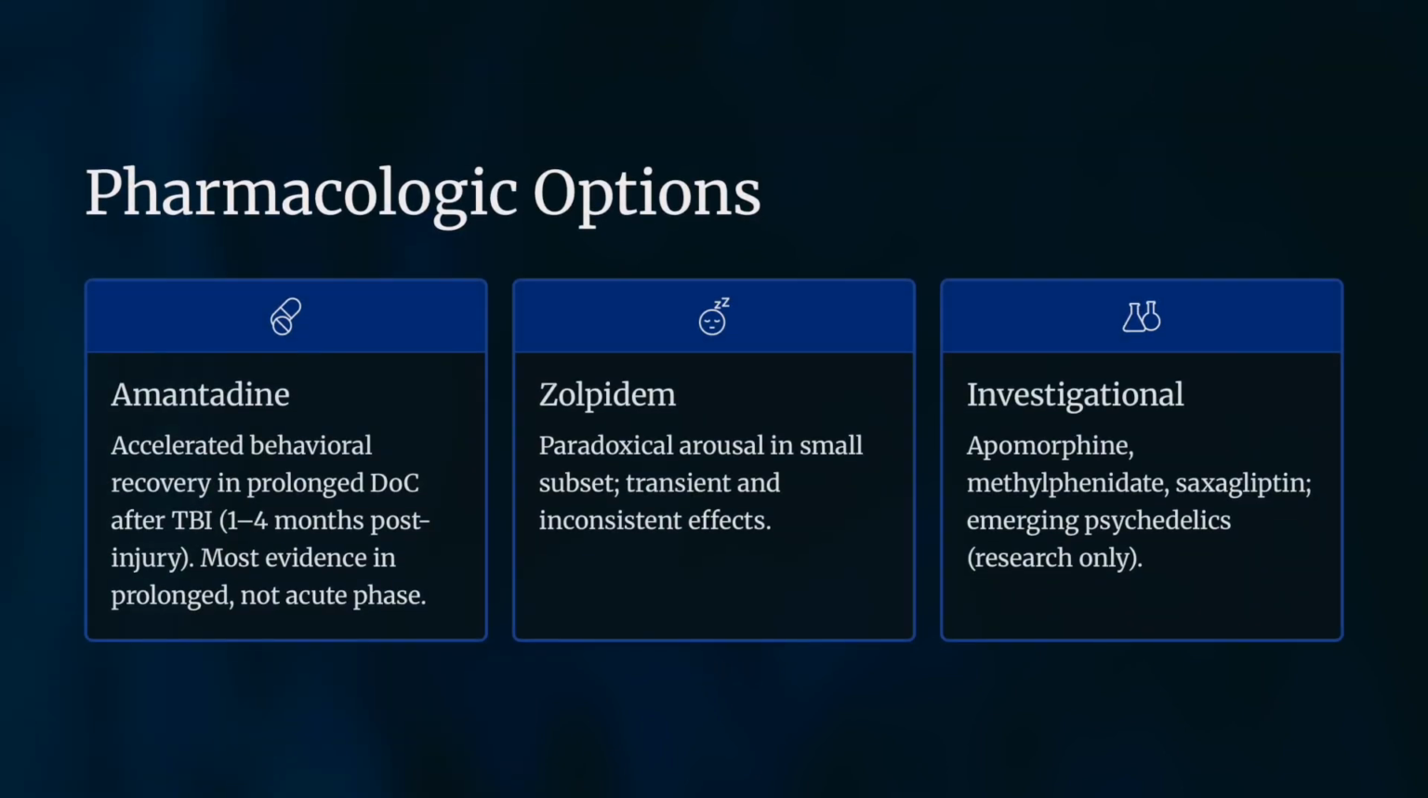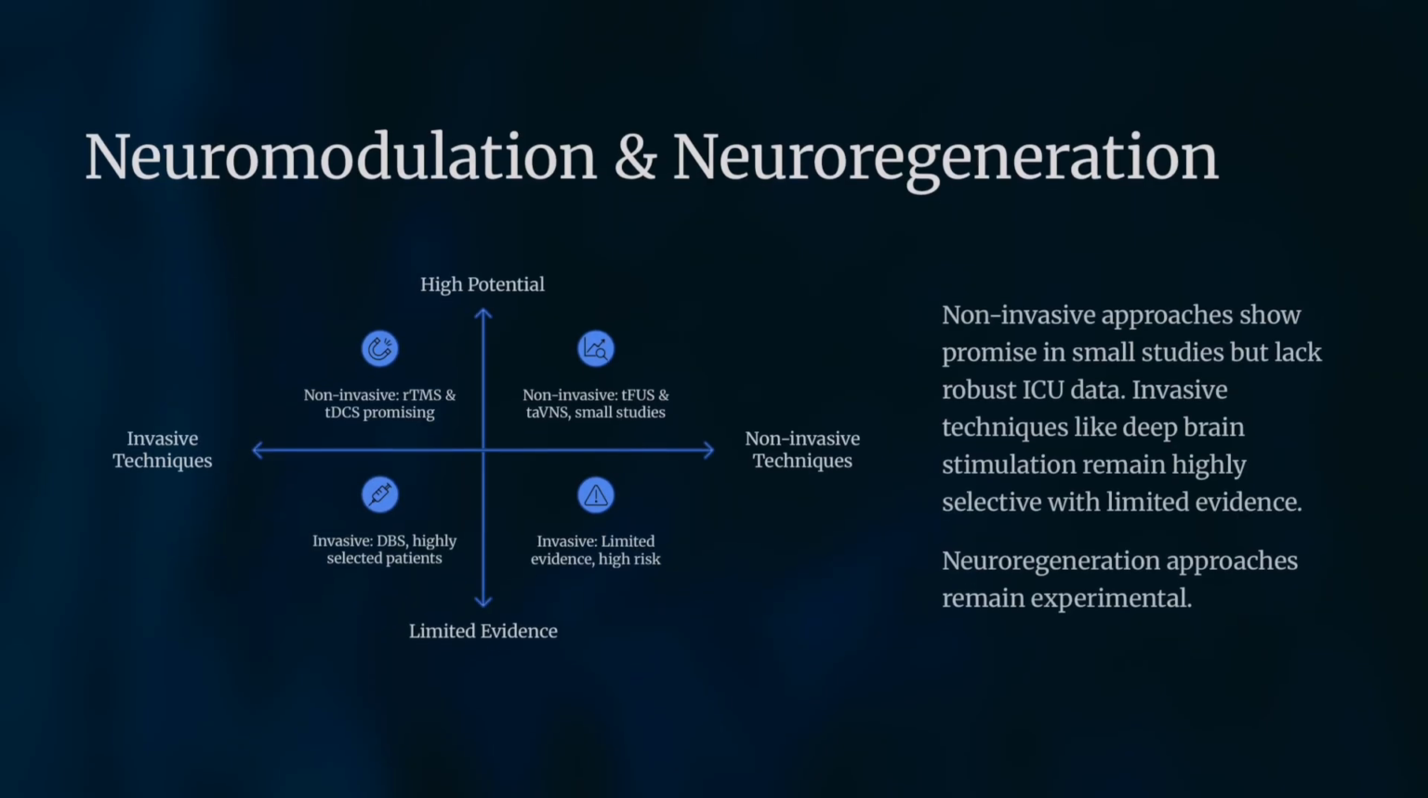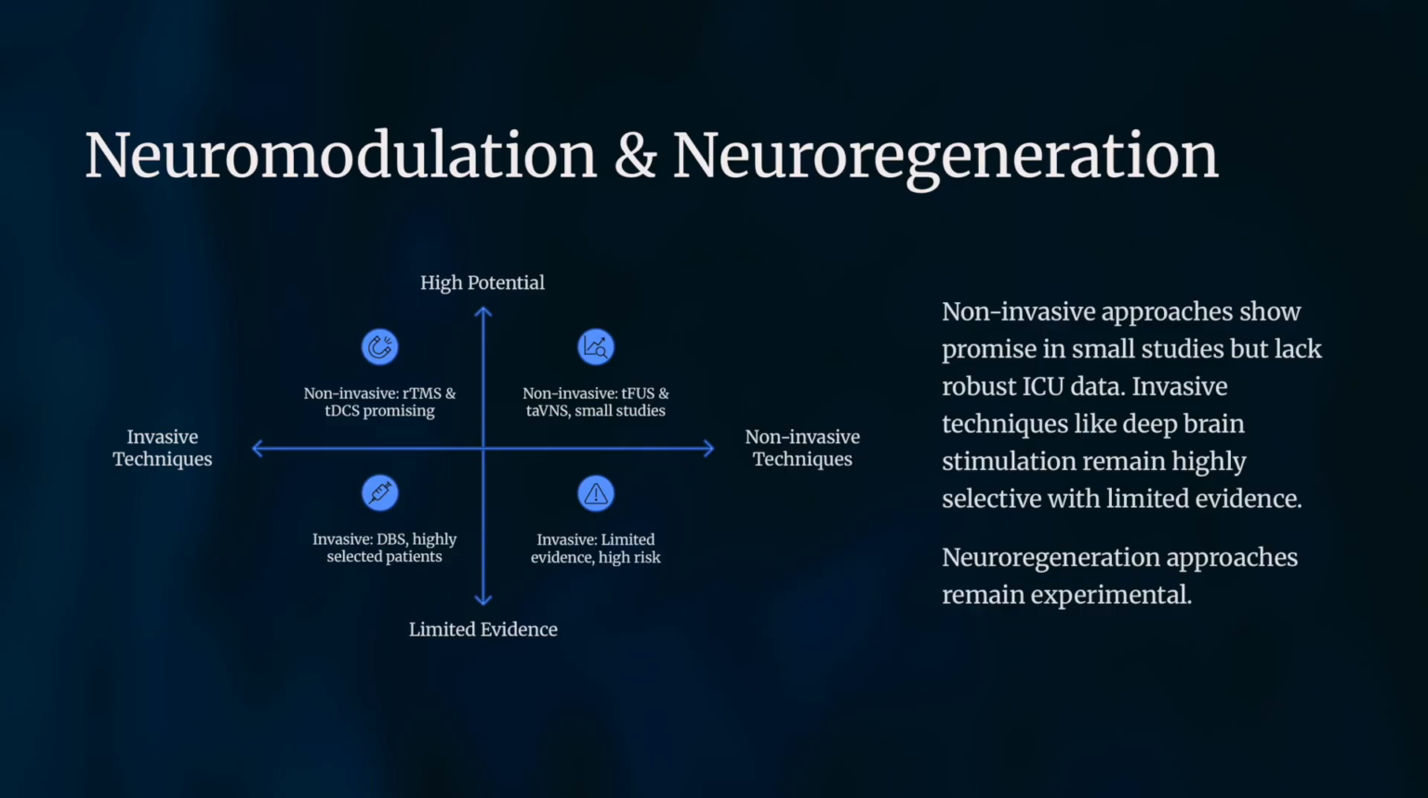Regarding pharmacological options, we have amantadine, zolpidem, and there are other investigational agents. But these are at very primitive and preliminary stages. Neuromodulation and neuroregeneration, there are a lot of promising methods available, but again, there are a lot of limitations in actually seeing them used in the ICU. There are very small studies, very trivial improvements, so we need more evidence in this regard.